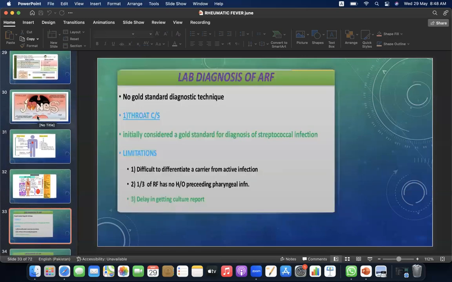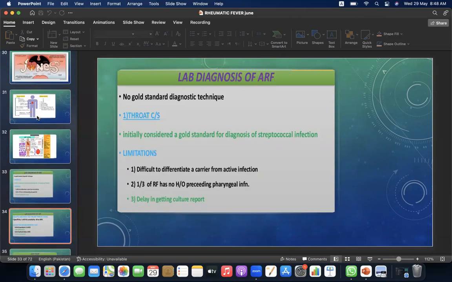Lab diagnosis of acute rheumatic fever: there is no gold standard diagnostic technique. Throat culture swab was initially considered the gold standard for diagnosis of streptococcal infection. Limitations: first, it is difficult to differentiate a carrier from an active infection. Second, one third of rheumatic fever patients have no history of preceding pharyngeal infection. Third, there is a delay in getting the culture report.